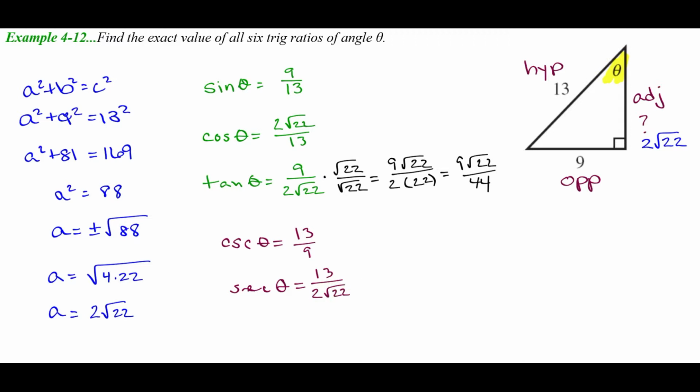Again, let's just practice rationalizing this one. So we're going to multiply by radical 22 over radical 22. And we'll get 13 radical 22 over 44.